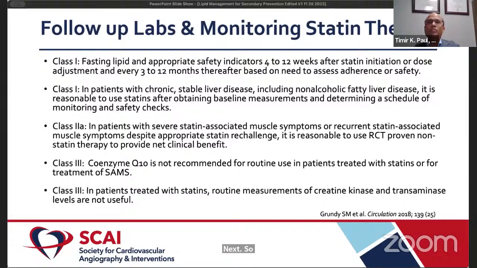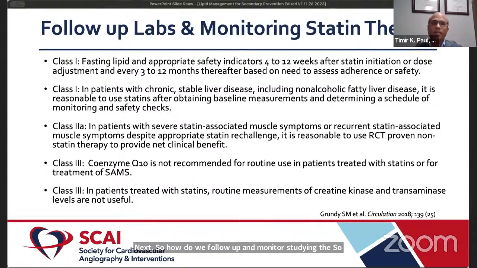So how do we follow up and monitor statin therapy? When we start the statin therapy, we always get the baseline, and then for every dose adjustment, we should check the lipid panel and also a liver function test 4 to 12 weeks after to assess the safety. And every 3 to 12 months thereafter, we assess their adherence and also safety. In patients with chronic liver disease, if they are stable, including non-alcoholic fatty liver disease, using the statin is reasonable after assessing the baseline measurements and continued follow-up as indicated before.